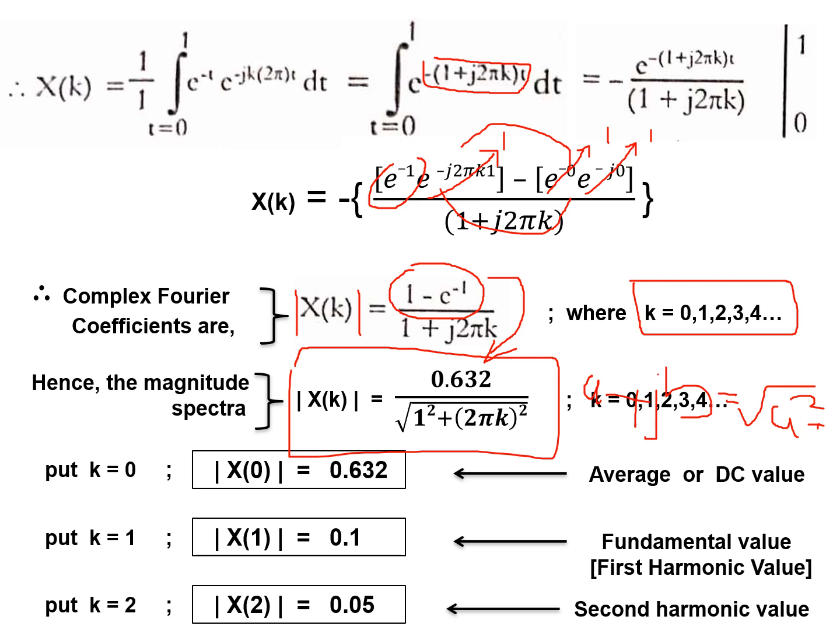You can see both odd and even harmonics are present. That means the given signal is neither even nor odd. Therefore, both the odd and even components are present. I think all other components also will be non-zero. You go and put in the values of k in this expression, you'll get the values of magnitude spectrum, which you are going to plot later.